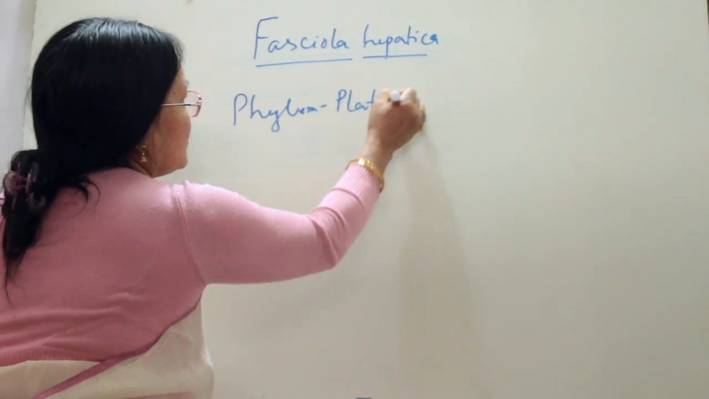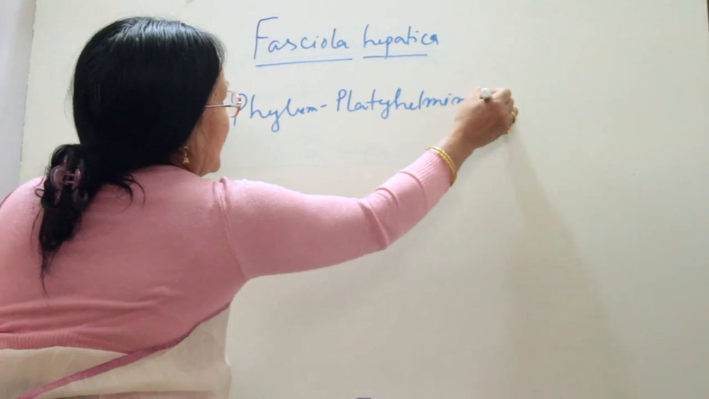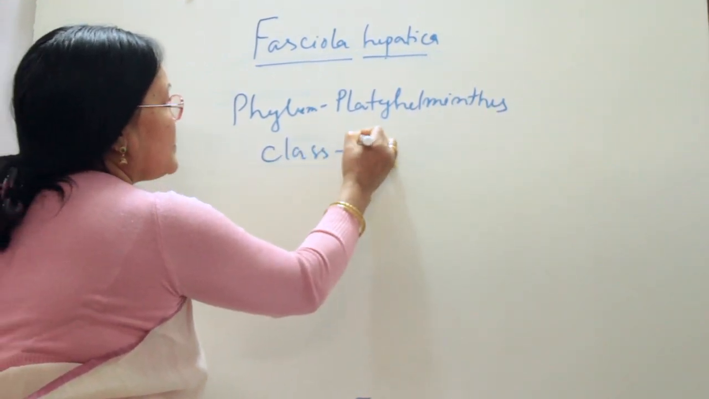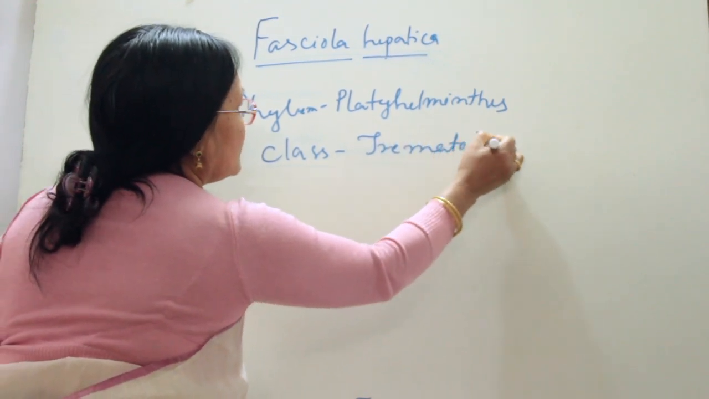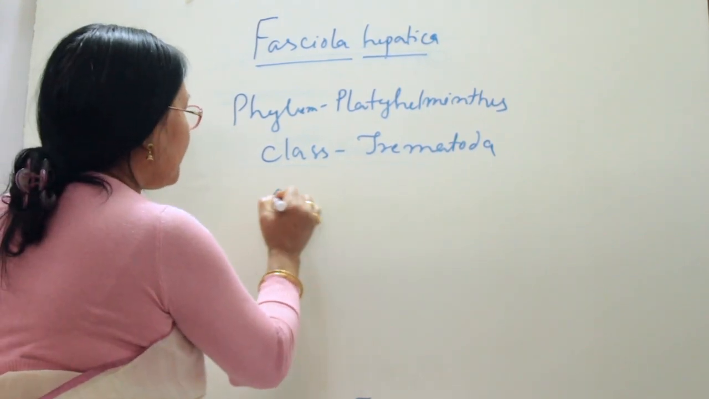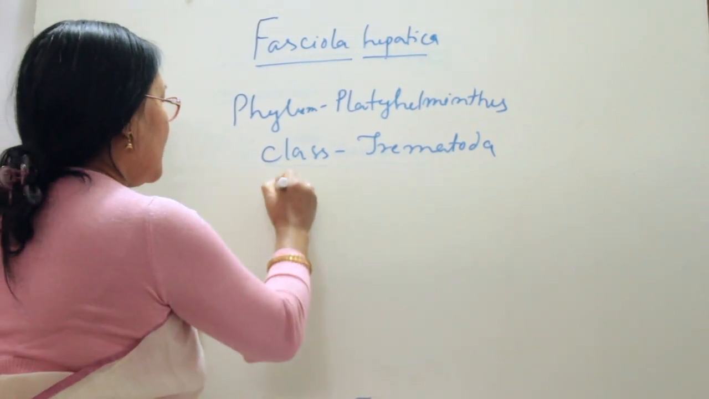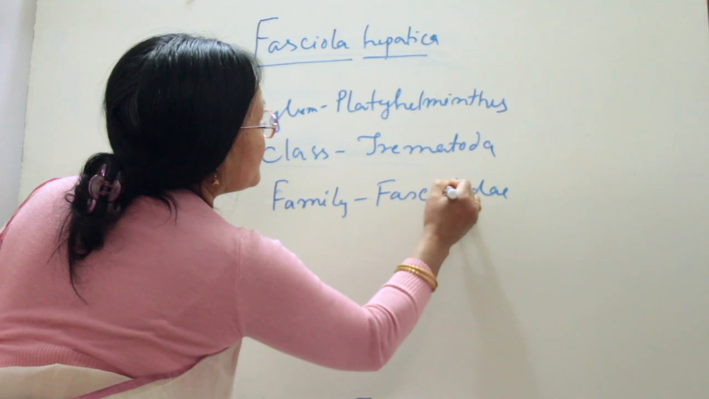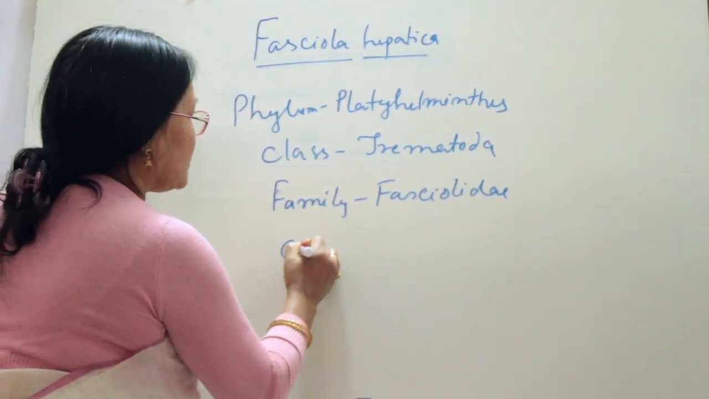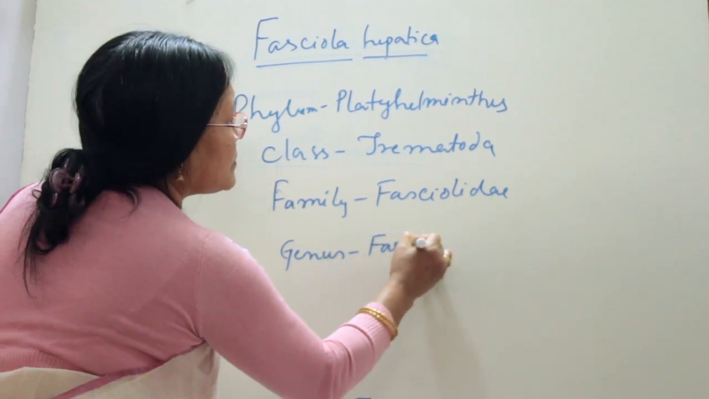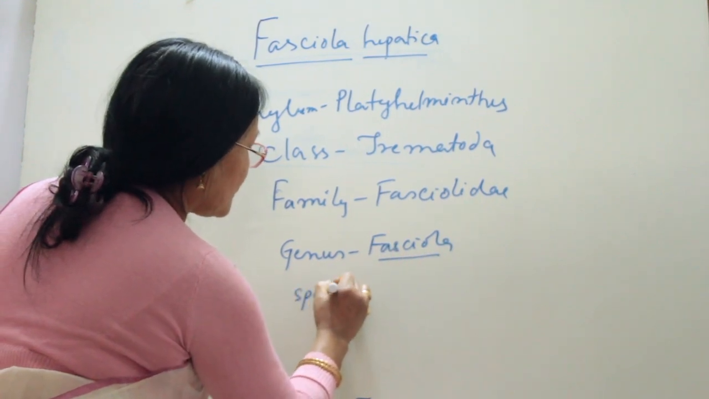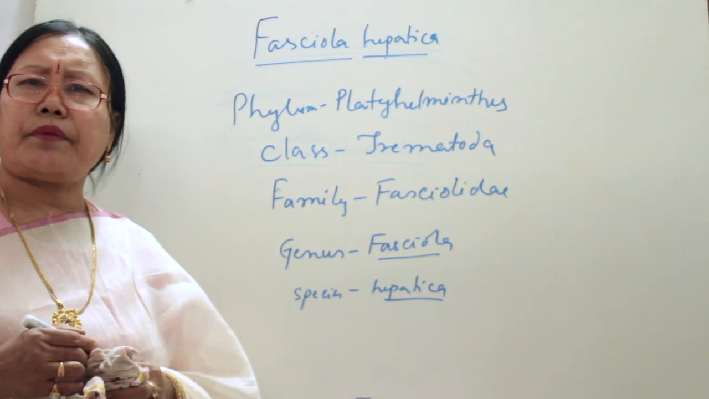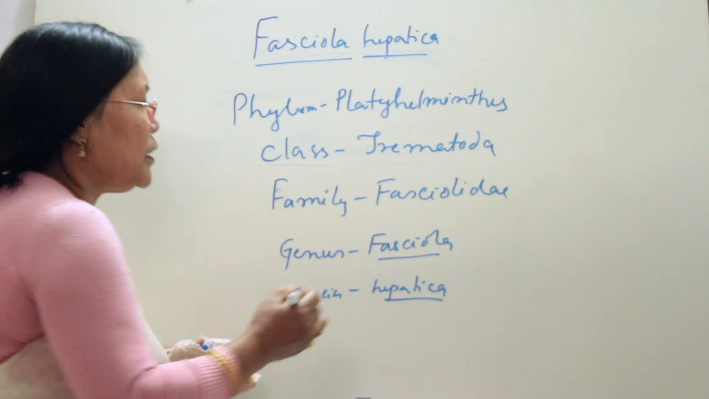phylum Platyhelminthes, and also known as helminth parasite, and it is under the class Trematoda, and under the family Fasciolidae, and genus is Fasciola, species is hepatica. So this Fasciola hepatica is also commonly known as the liver fluke.